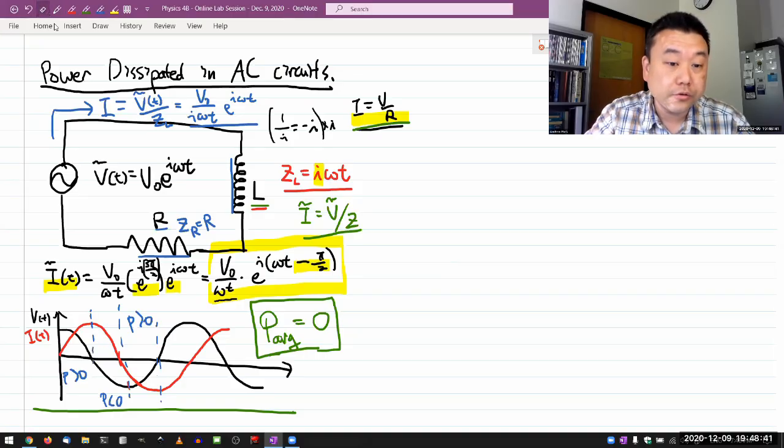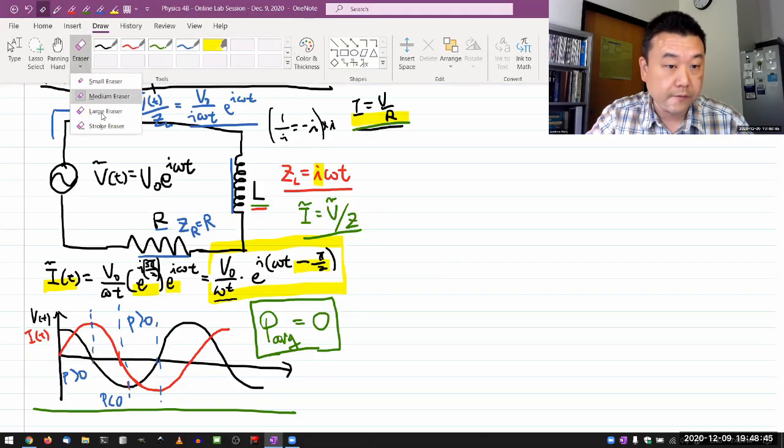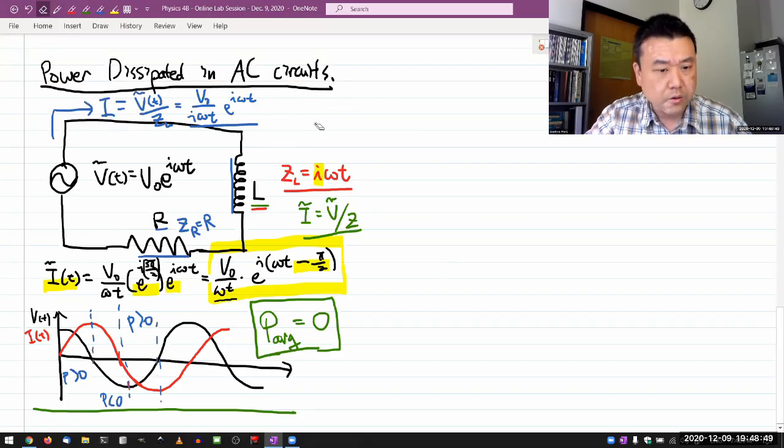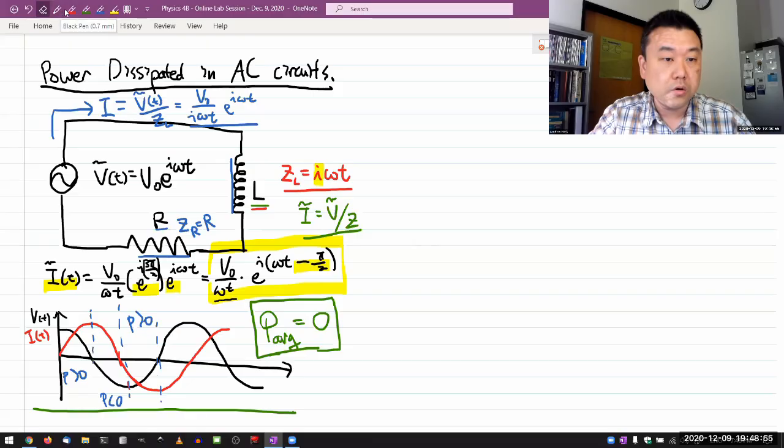So in order to include this resistor in your analysis, all you have to do is treat this circuit as, all right, the two series component circuit. So I need to calculate my equivalent impedance. That's going to be the sum of these two.